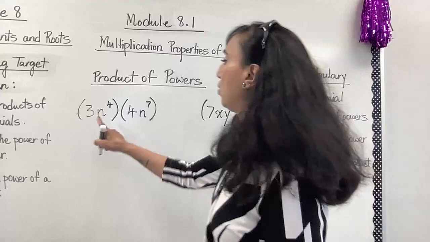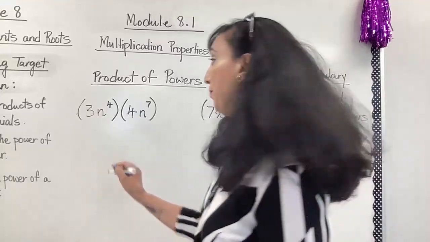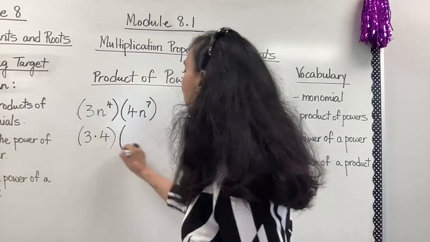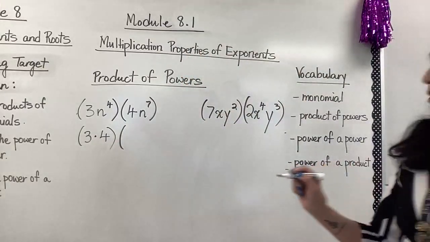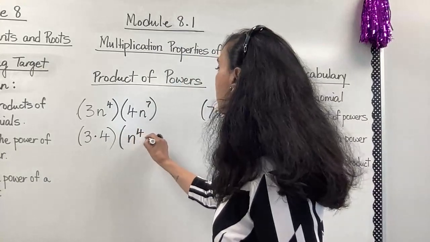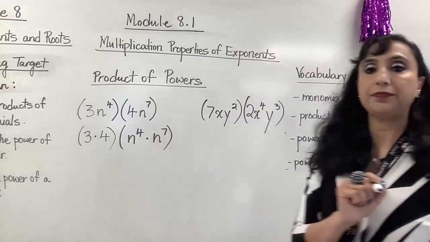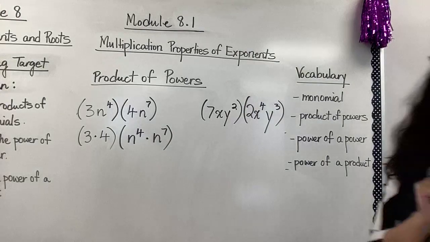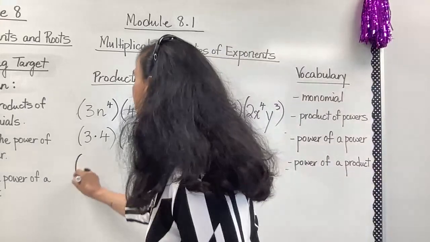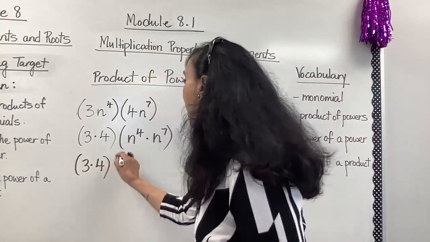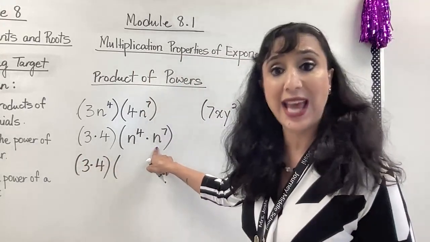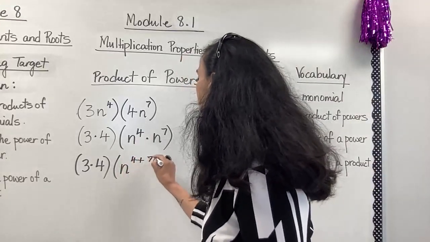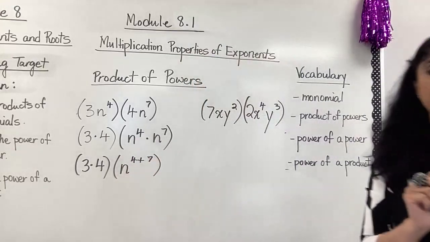So let's group the coefficients. The coefficients are 3 and 4. Okay, so we have 3 times 4, and then we have our variables, which is n to the 4th power times n to the 7th power. Okay, and so then what we are going to do is use the product of powers. So I know this is 3 times 4, and if I have the same base, which is n, I am just going to add the exponents.